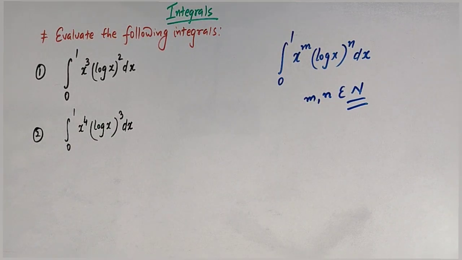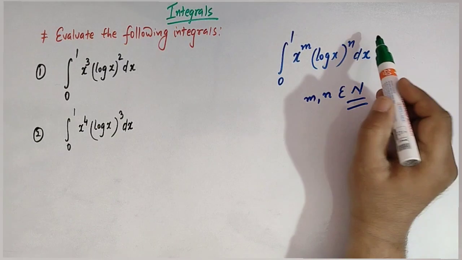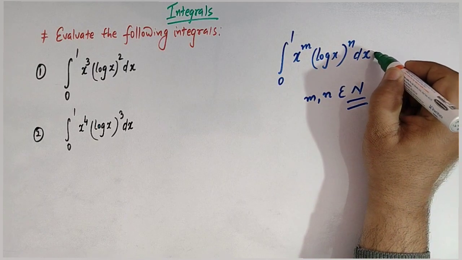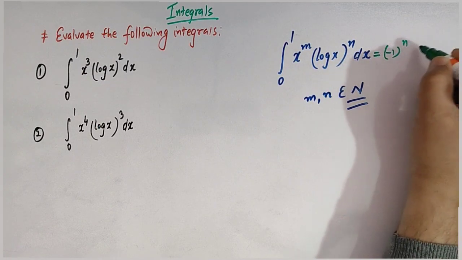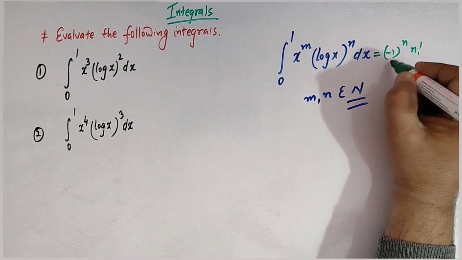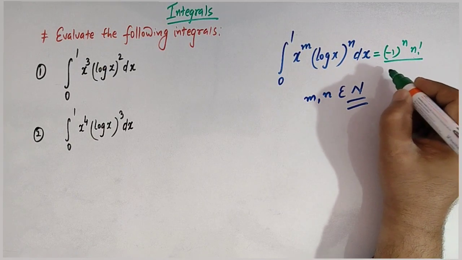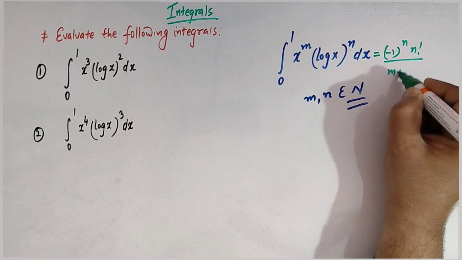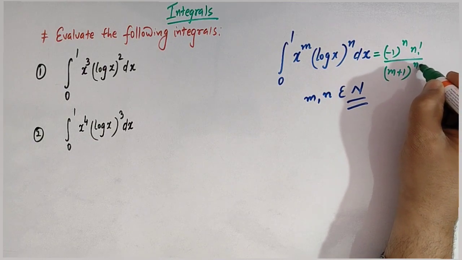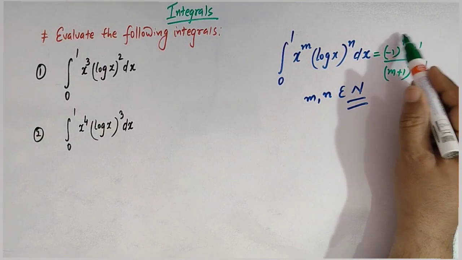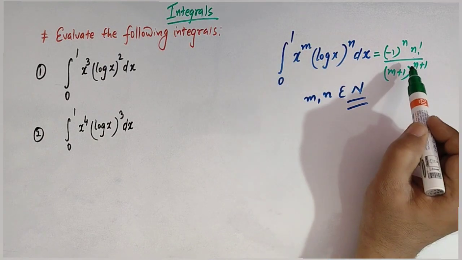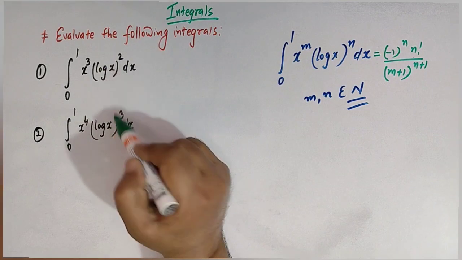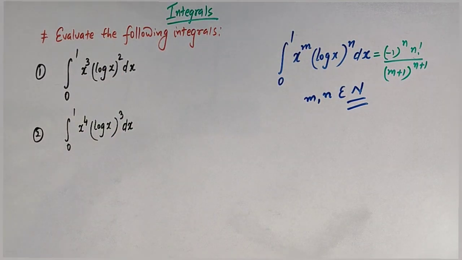Let us first write the result for this integral. The direct result is minus 1 raised to n, factorial n, and in the denominator we have m plus 1 raised to n plus 1. So this is the result for this integral. Now we'll use this result to solve these two integrals.